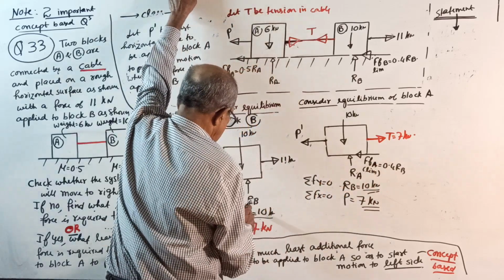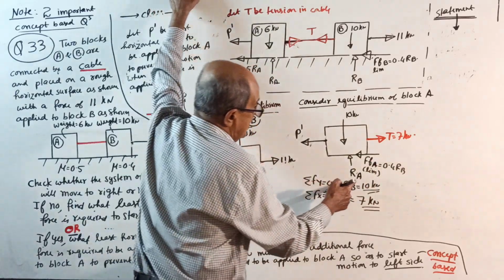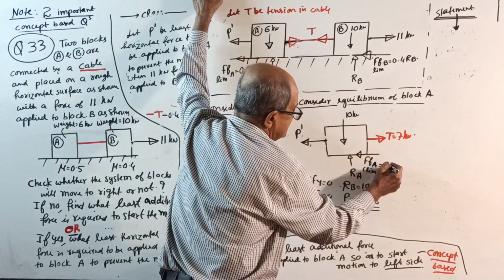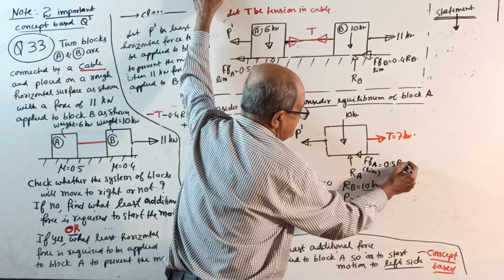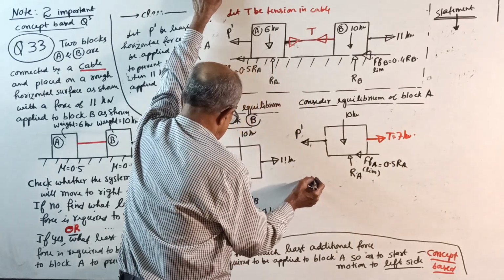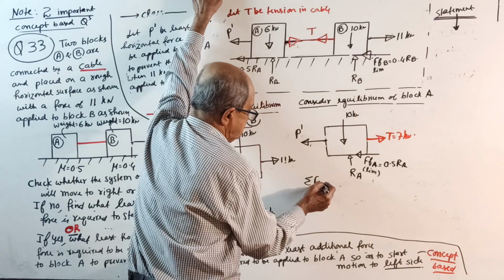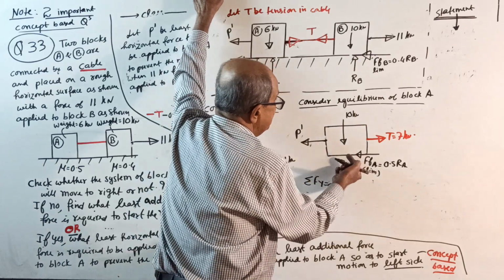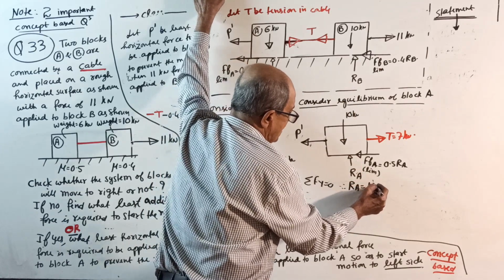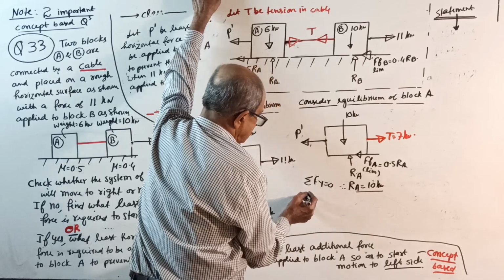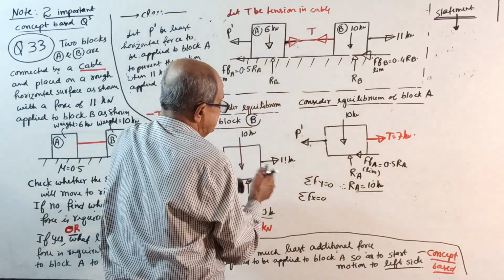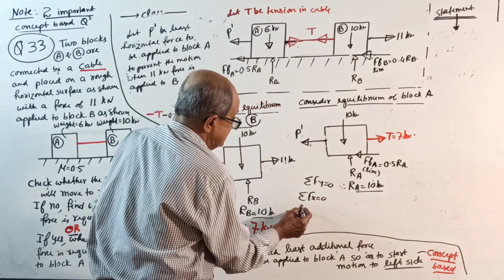Anything mistake here? RB, FFP. Okay. RA, FFA is 0.5 RA. Sometimes it happens. I forget to change the values. Okay. This is the equation. Start. Make sigma Fy equal to 0: plus RA minus 10 equal to 0. Your RA will come 10 kilonewton. Then sigma Fx equal to 0. You get minus P dash here.